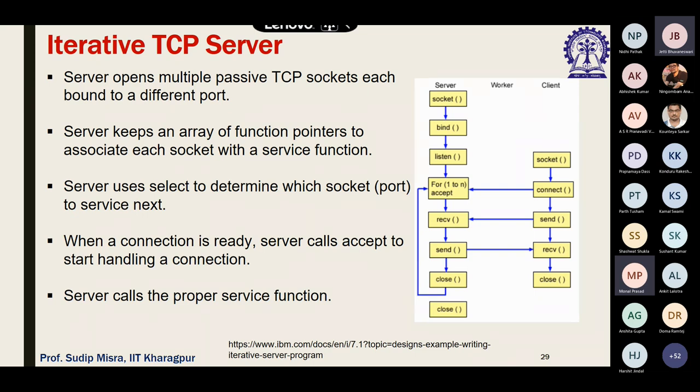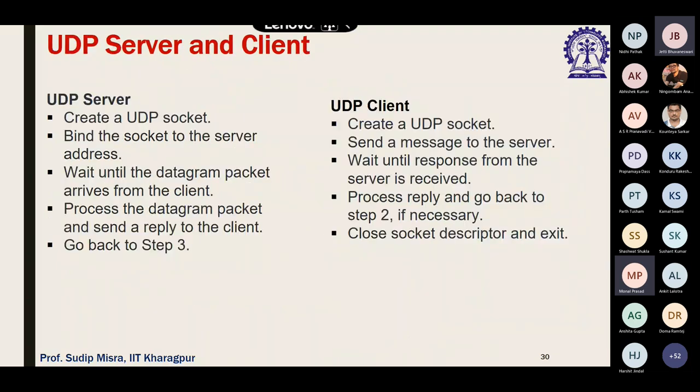So this is the iterative server. Now that is the TCP server, and you have the iterative UDP server. So UDP server client also works more or less the same way. Here this is done with the help of datagrams. You see: create a UDP socket, bind the socket to the server address, wait until the datagram packet arrives from the client, process the datagram packet and send a reply to the client. Go back to step 3.